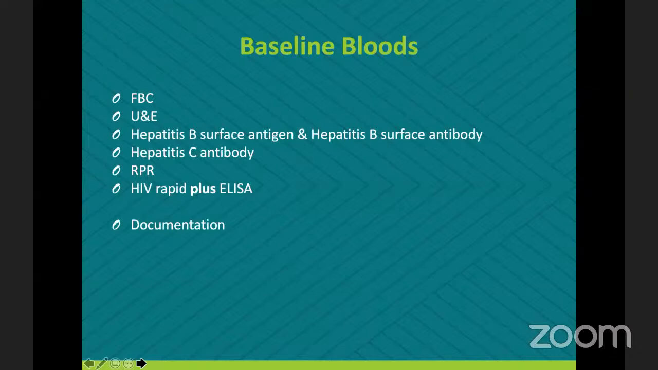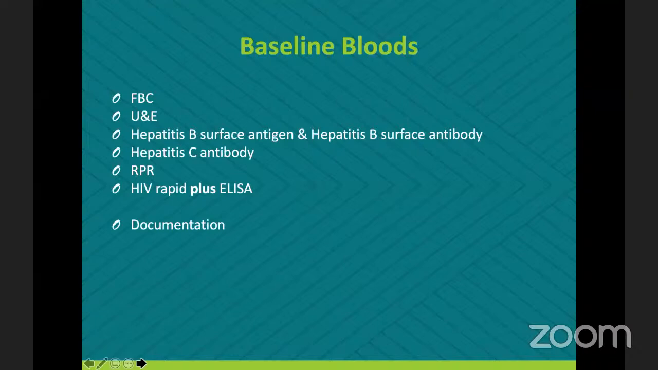So obviously you should do a full blood count, U&E, hepatitis B surface antigen and antibody. Bearing in mind that the risk of transmission of hepatitis B is about 30 to 40%, depending on the viral load, percutaneously. So essentially, by that statistic, you have about 100 times higher chance of getting hepatitis B rather than HIV from a needle stick.